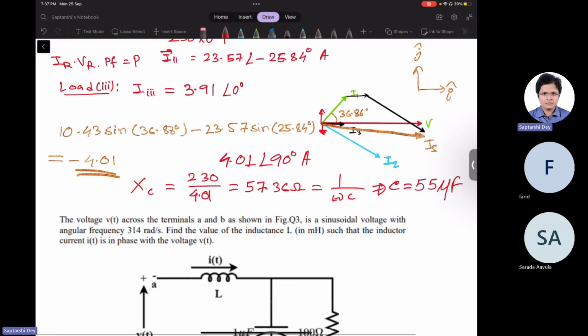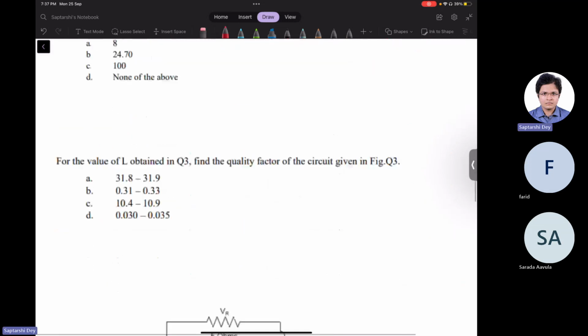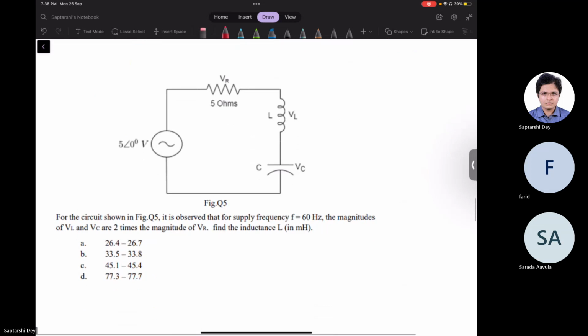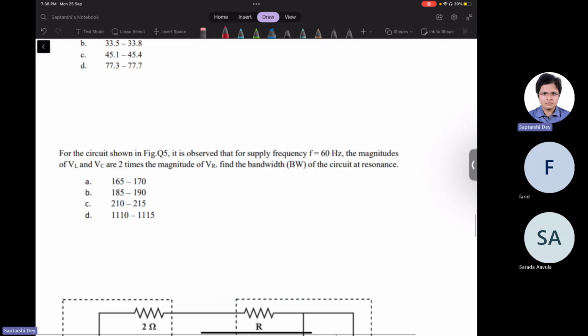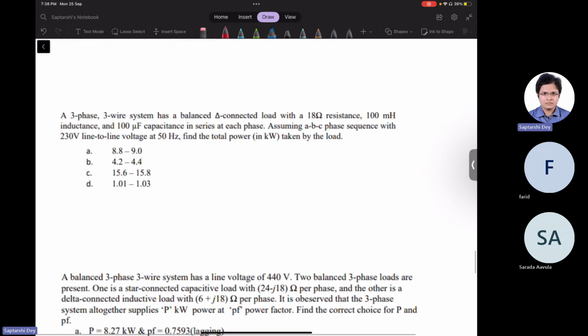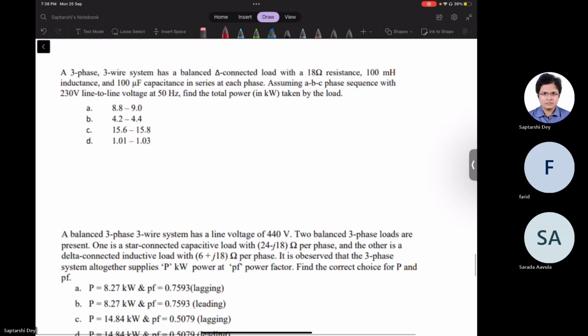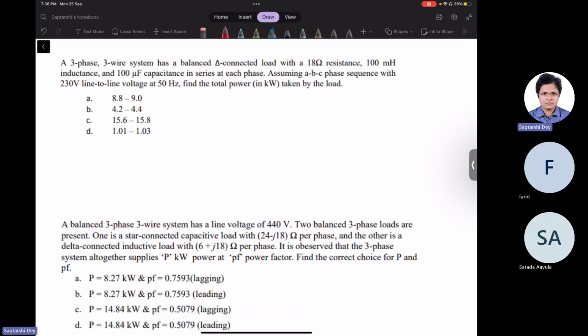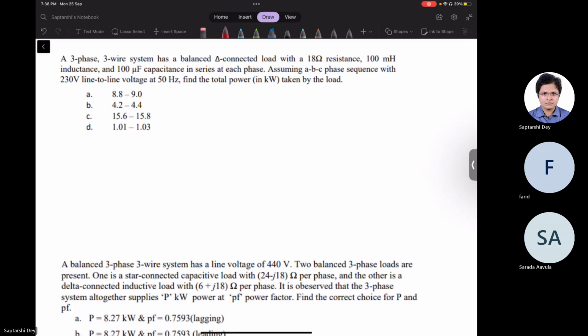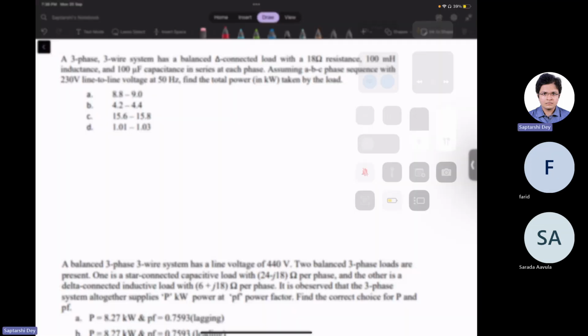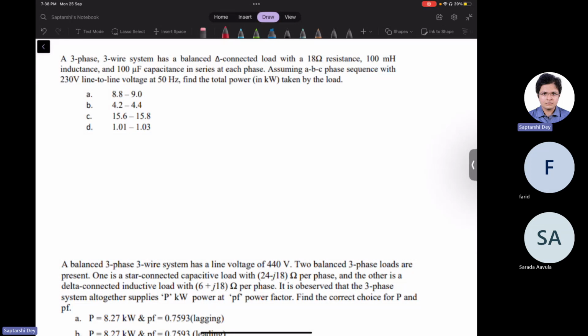Okay, since you said about three phase, we'll do some three phase. These are actually easy questions. We have done things like this. Some 2-3 questions on three phase we will do them. A three-phase, three-wire system has a balanced delta-connected load. Whenever there is a balanced load, what do you mean by balanced load?